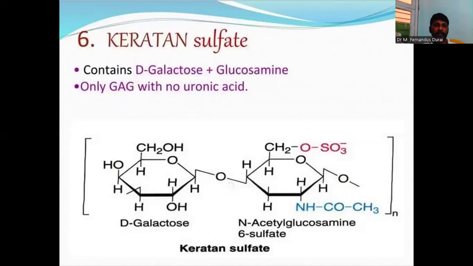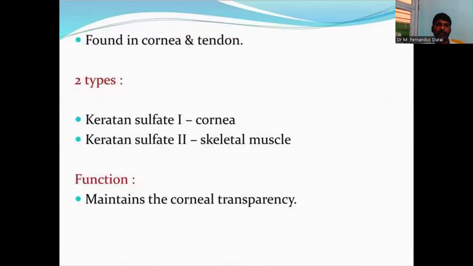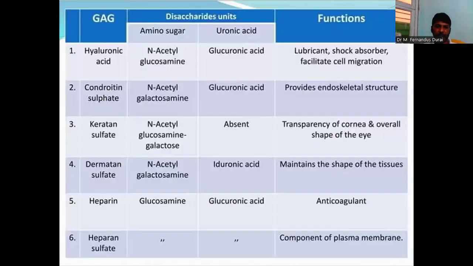Keratan sulfate contains D-galactose plus glucosamine, the only GAG with no uronic acid: D-galactose and N-acetyl glucosamine 6 sulfate. Found in cornea and tendons. Types: keratan sulfate 1 in cornea, keratan sulfate 2 in skeletal muscle. Function: maintains corneal transparency.